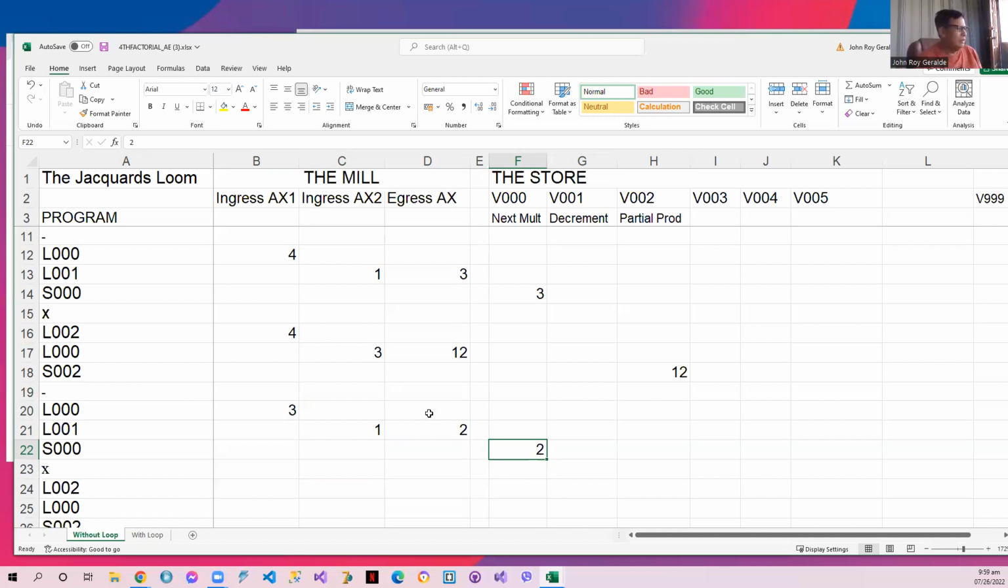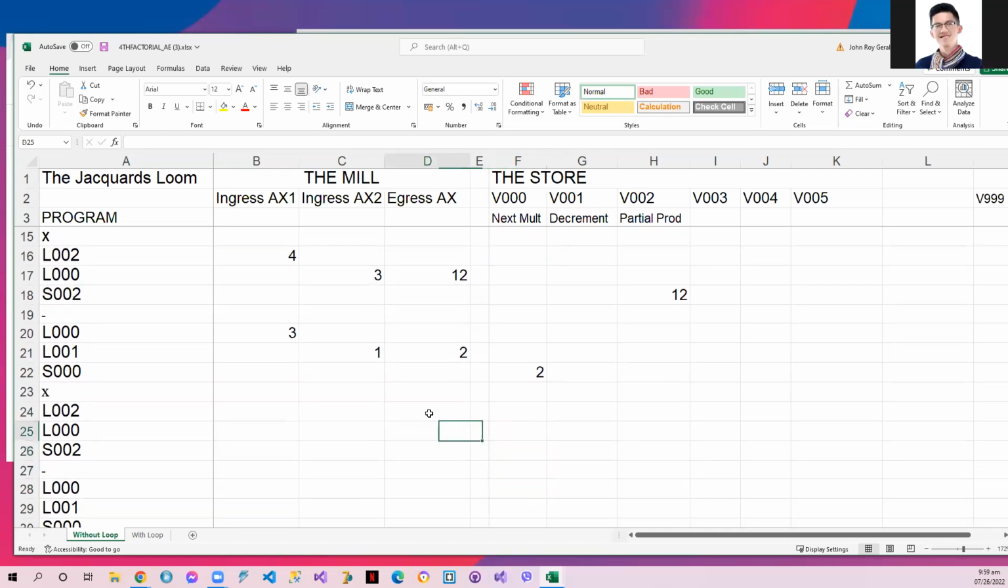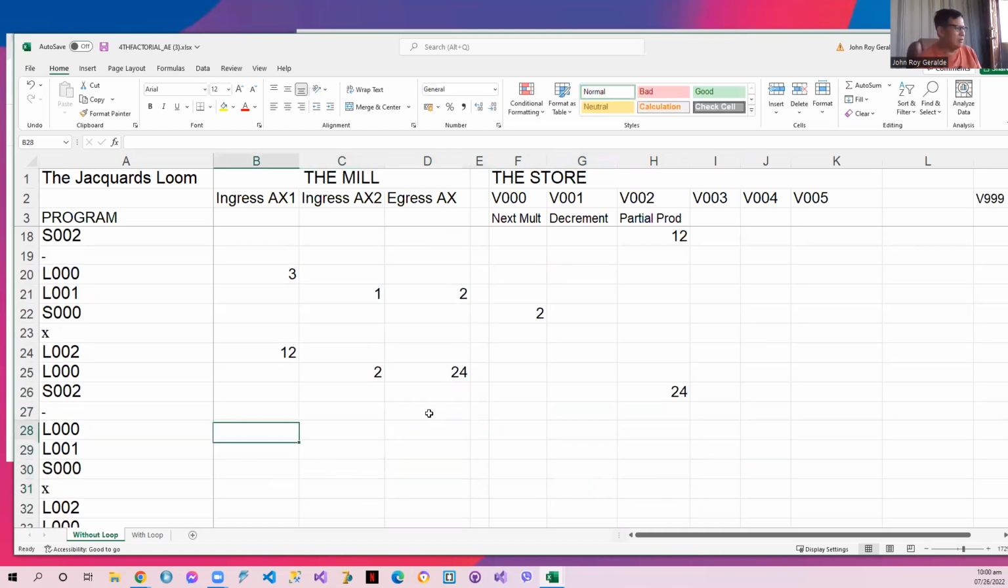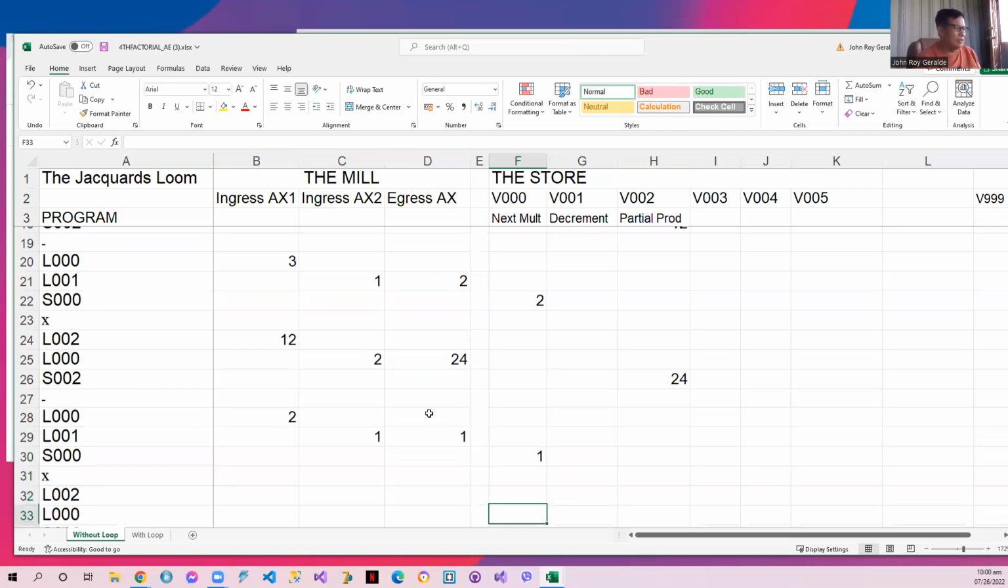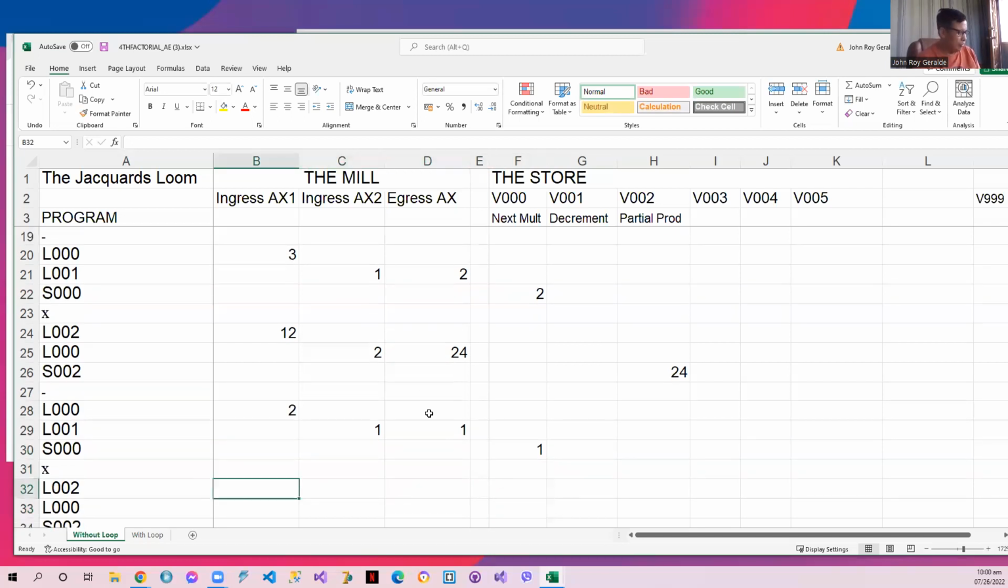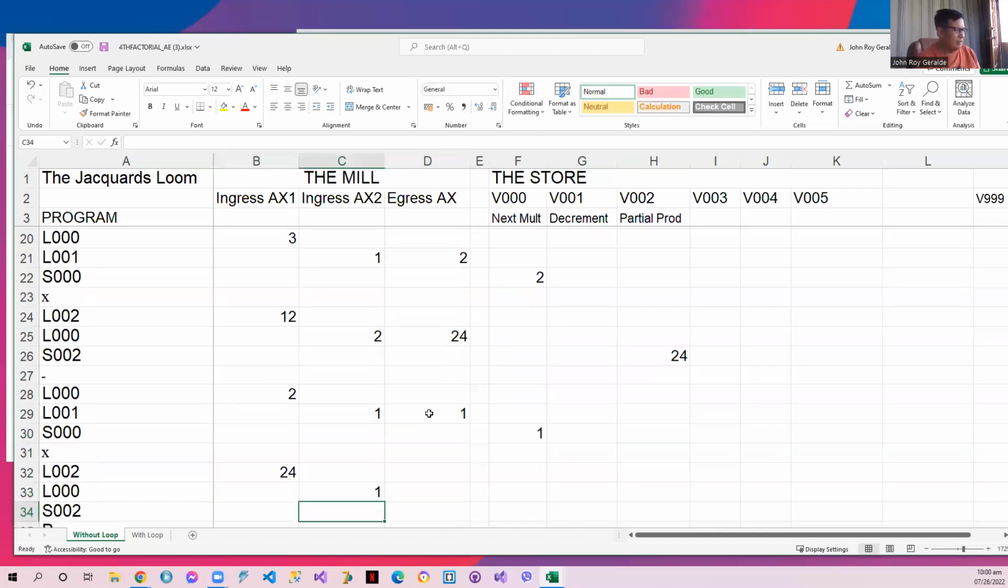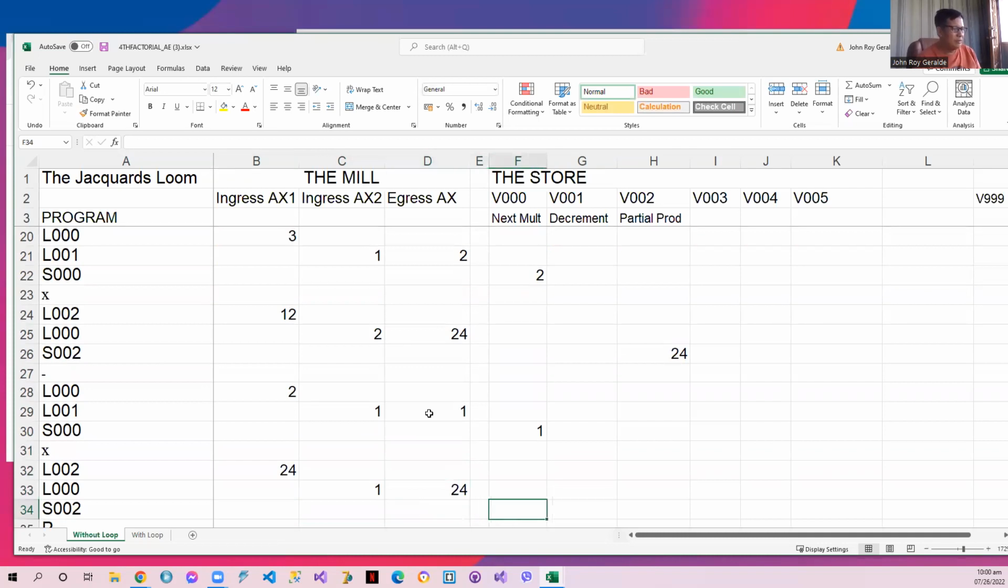Do you follow? Now we proceed to compute the partial product. What will be this value? This is 12, and this is 2, and this is 24. You follow? And then we minus L000. What is L000? 2. This is still a 1, so this becomes a 1. We complete the last multiplication. So this is 24, and this is 1, so this is 24.